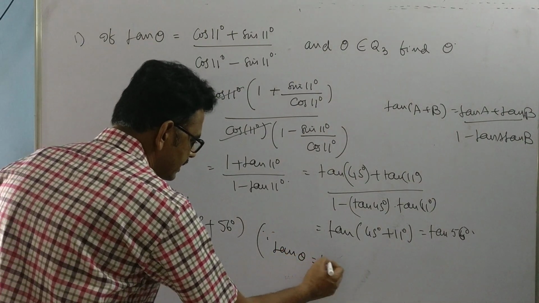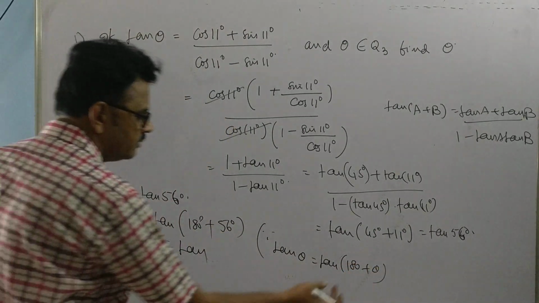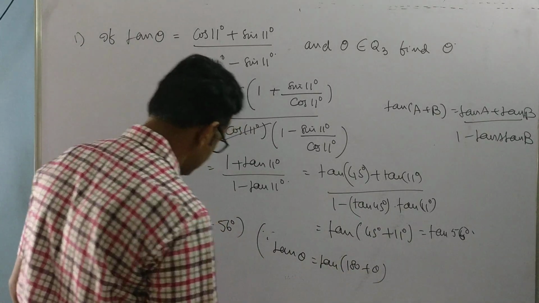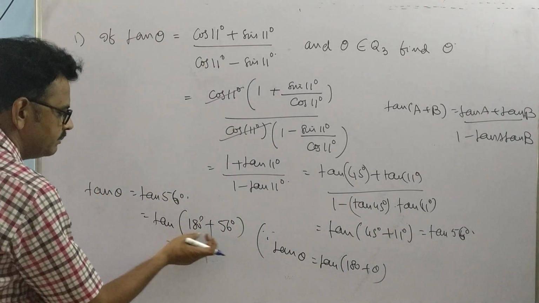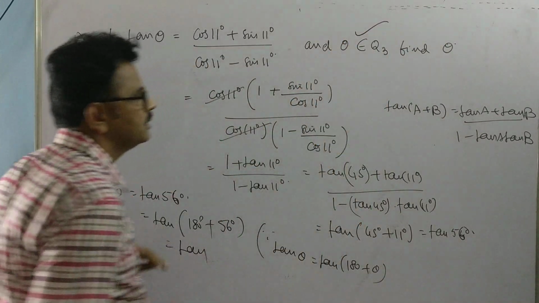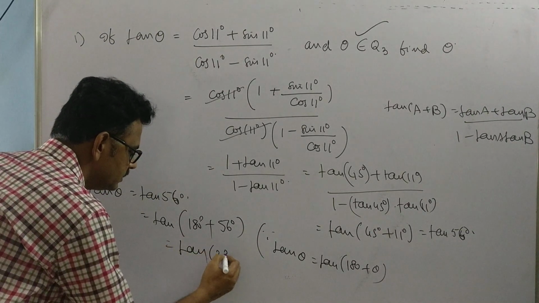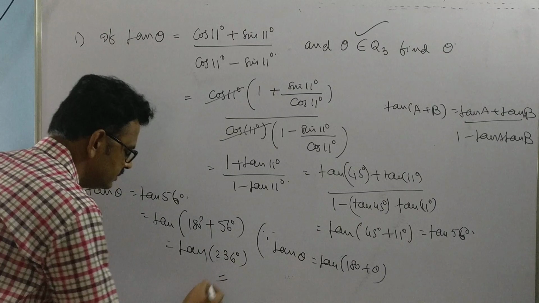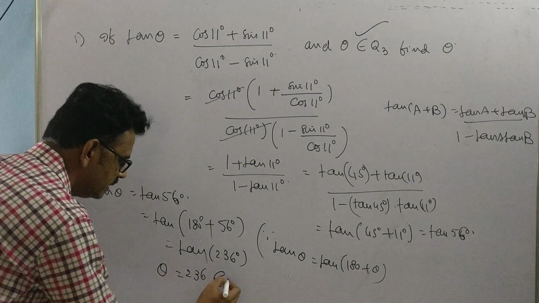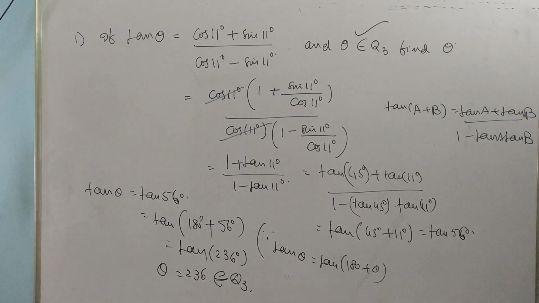So tan theta can be written as tan of 180 plus theta; both are equal. I write 180 plus 56 because theta belongs to the third quadrant. Adding these two gives 236 degrees. Therefore theta is equal to 236 degrees, which belongs to the third quadrant. Okay.